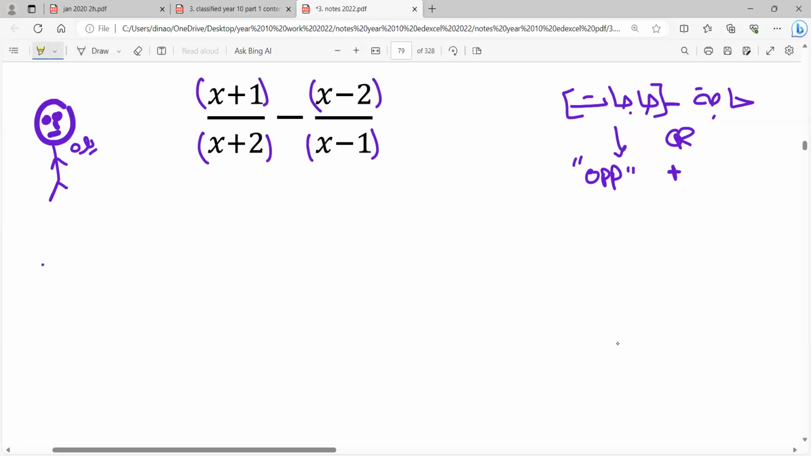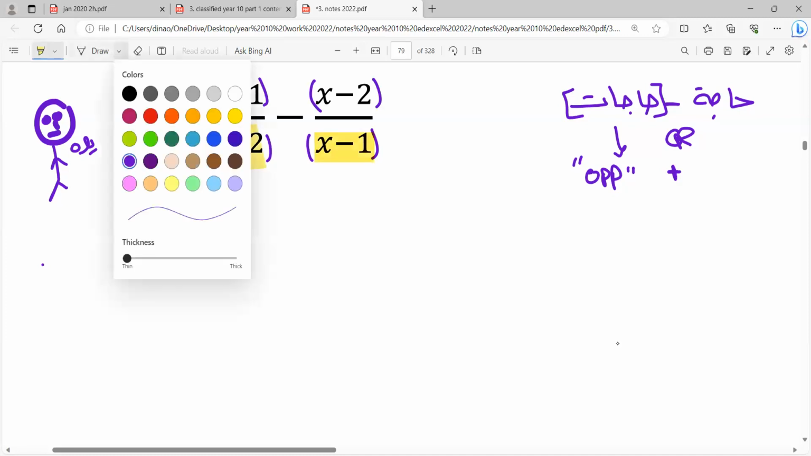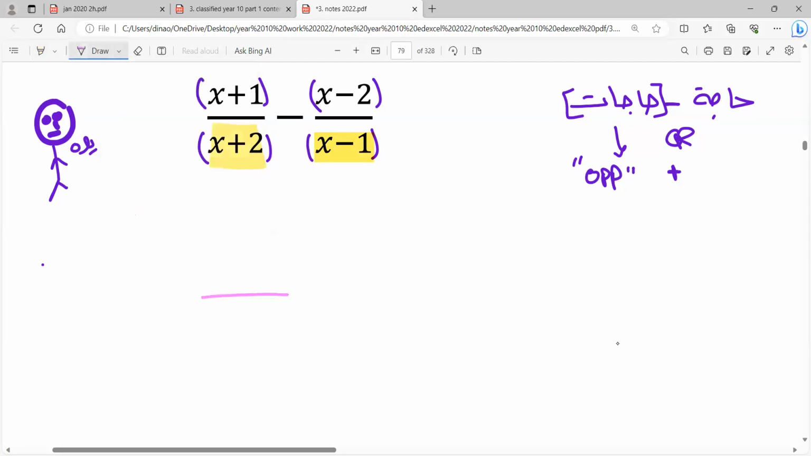And then look at the denominators. Please notice the difference between 2x and 3x, or rather, let's leave it as 1x only. There is a huge difference.